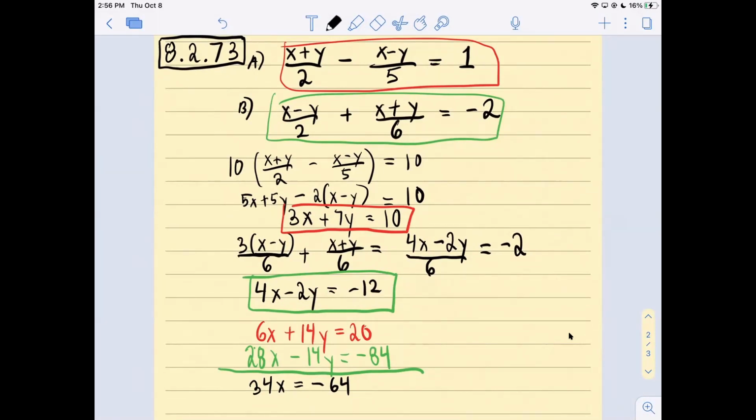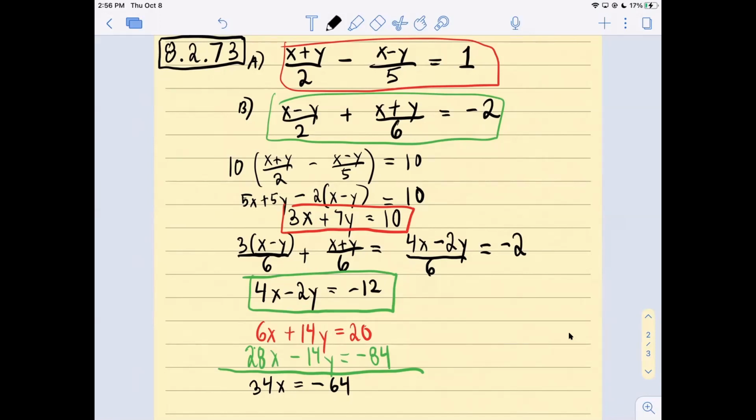Okay, so on our tests, if you get a weird fraction as an answer, that should be a sign that, hey, wait a second, all the answers will probably be nice numbers. So if you get something like negative 64 over 34, please ask me or double check your work. There's a chance that you made an arithmetic mistake somewhere.